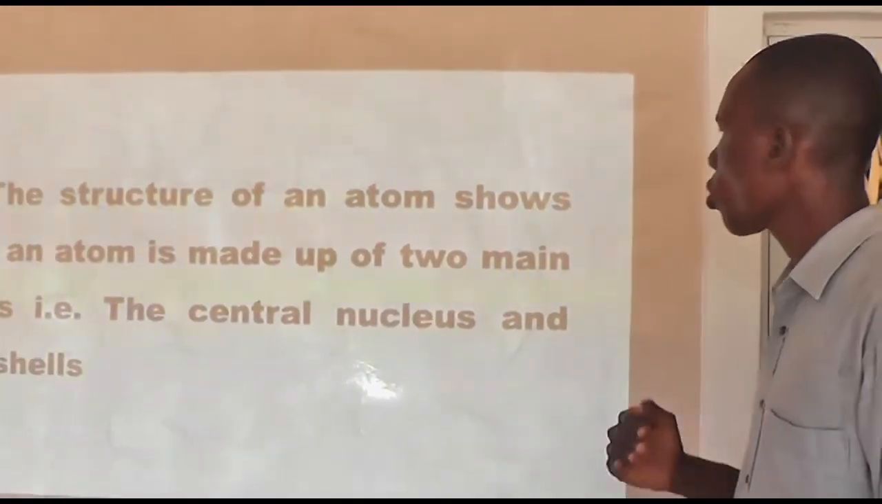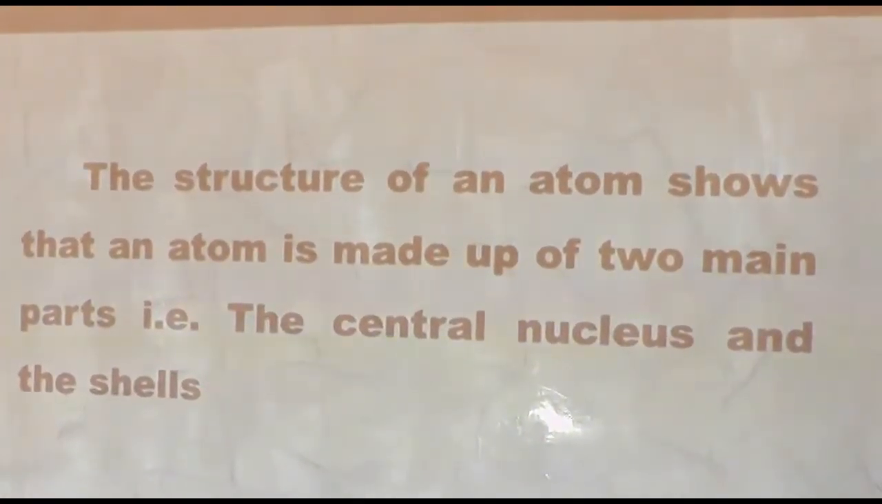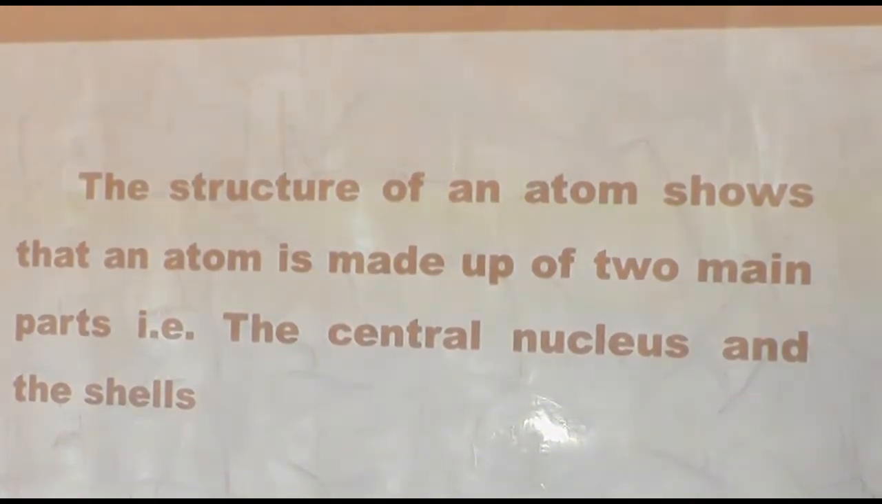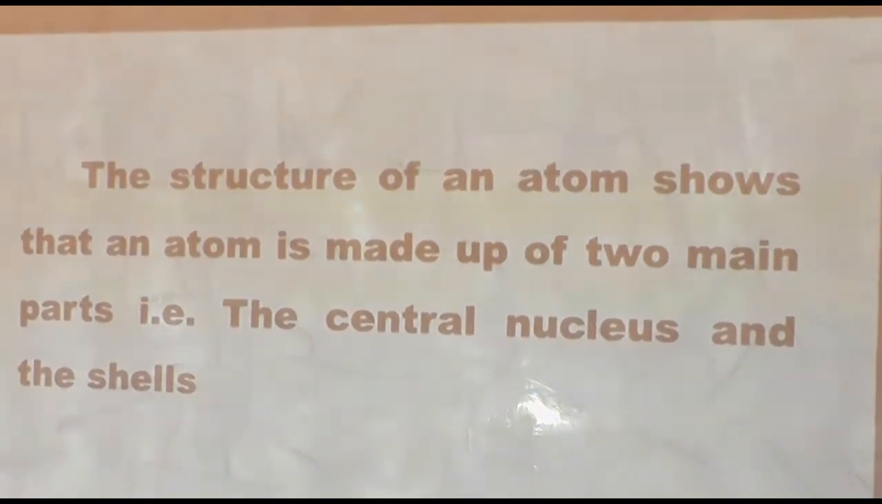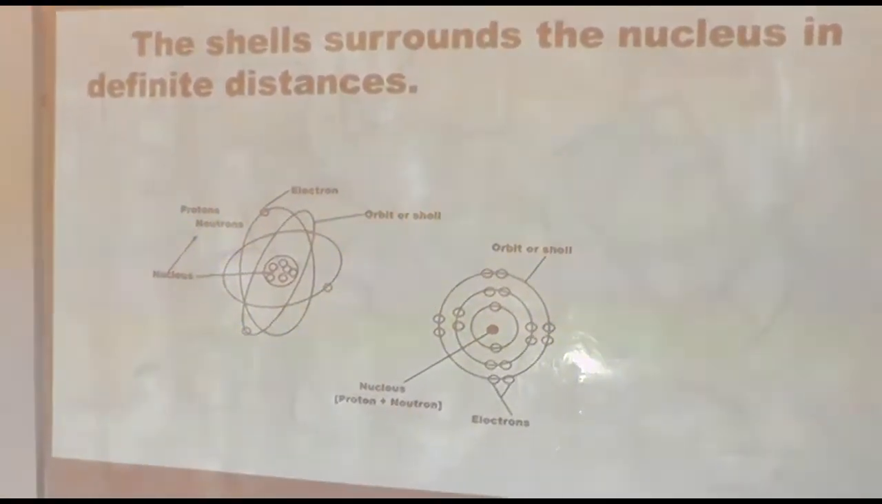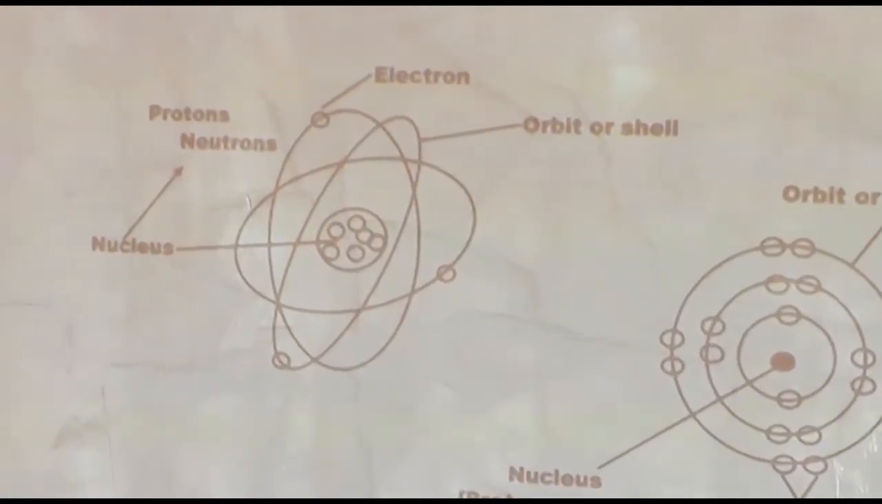Of course, the structure of an atom shows that an atom is made up of two parts. These two parts are the central inner nucleus and the outer shells. The nucleus is right inside the atom, while the outer part, which is the shell, surrounds the nucleus.